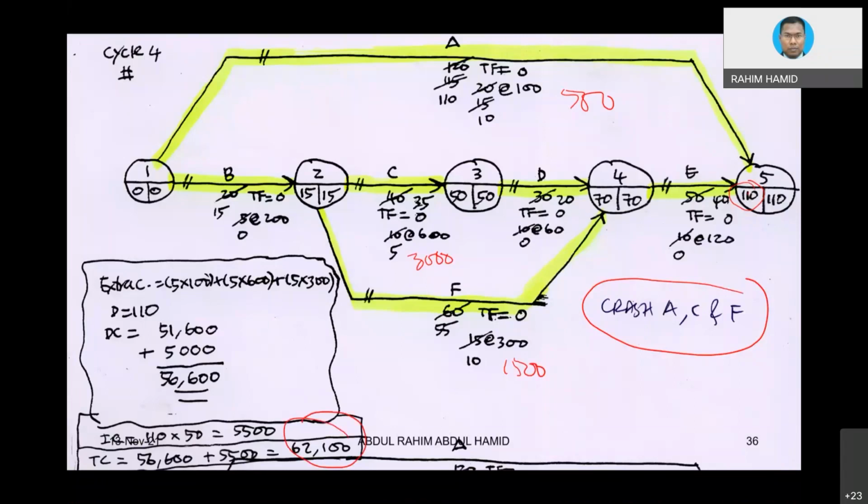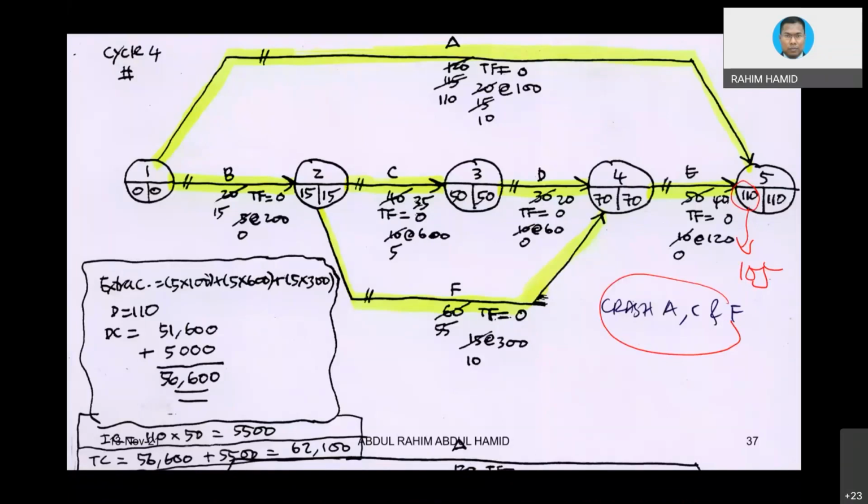Okay, the issue is that, can we reduce more? You notice that C can be reduced 5 more days. A can still be reduced because there's still remaining time. Actually, we can do that, but do we? I do not do those things, but you can try. I think we can go until 105. Repeating the same crashing here, A, C, and F, and you will get a new cost.